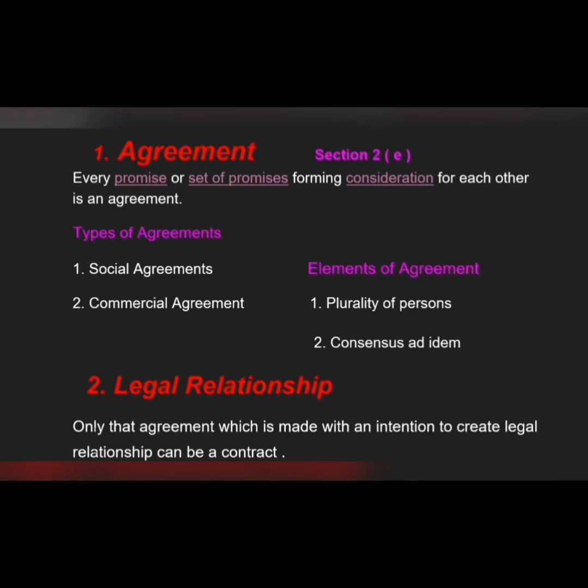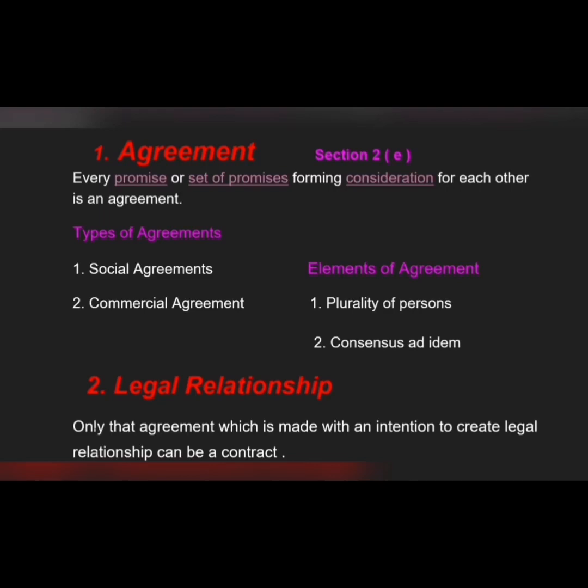Now you can see the elements of agreement. Apparently there are two elements of agreement. First one is plurality of persons. Second one is consensus ad idem. Here plurality of persons means that to establish a formal agreement, or a formal promise, at least two persons are required. One who makes the offer and the other who gives acceptance. So at least two persons are required to make a valid agreement.